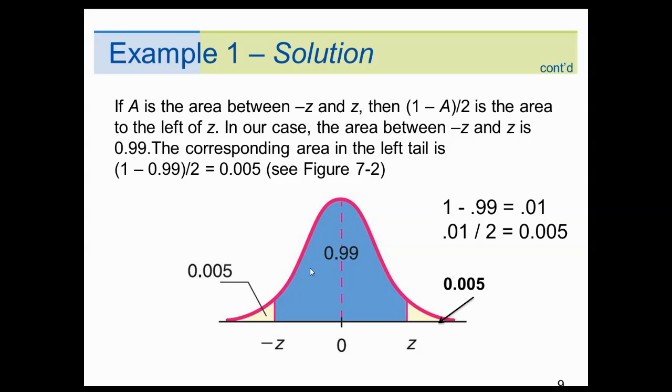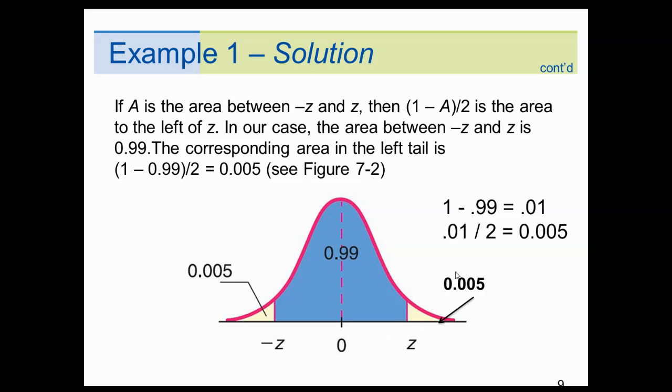So if this area in the middle is 99%, the entire area under the curve is equal to 1. If I take 1 and subtract the 0.99, that's shared equally among these two regions, one to the very right and one to the very left. Taking 0.01, the difference between 1 and 0.99, and dividing it by 2, I see that the area under both of these little sections is 0.005. Now, why would I need that? Well, the idea is I'm going to have to find this z-score.